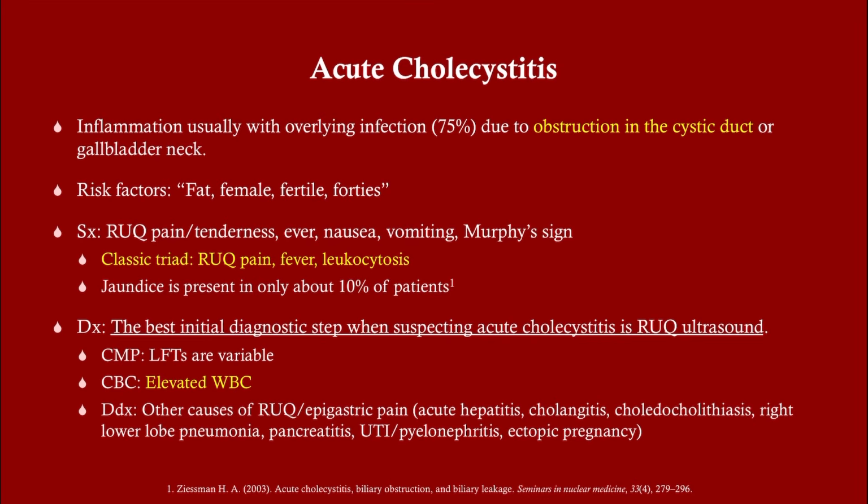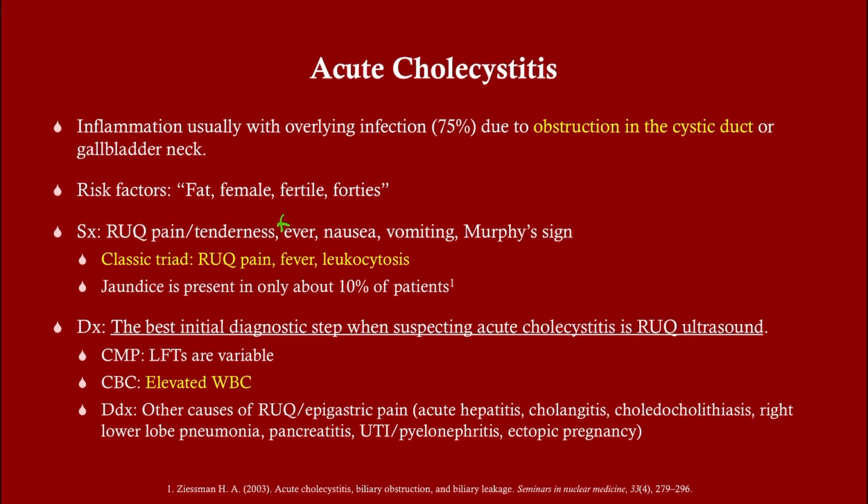Symptoms here: right upper quadrant pain, fever, nausea, vomiting, and Murphy's sign. So Murphy's sign, what you do is you palpate and compress just under the right rib over the liver gallbladder area. Have the patient breathe in. If they stop breathing in all the way, then you have a positive Murphy's sign. So it's just an arrest in inspiration.